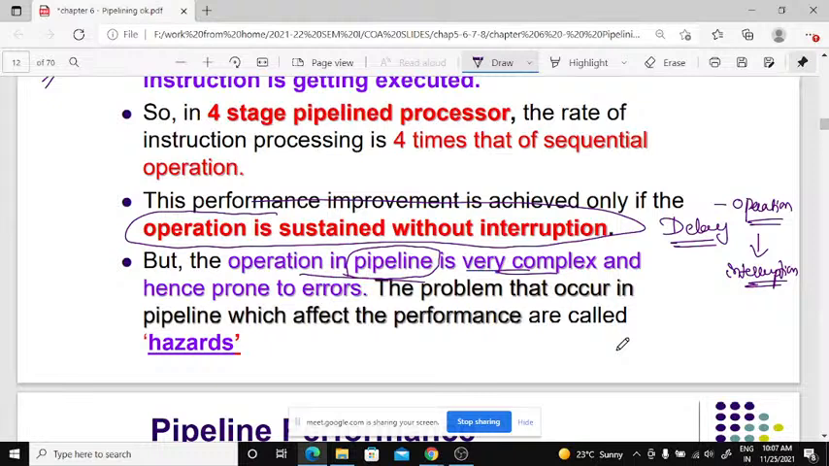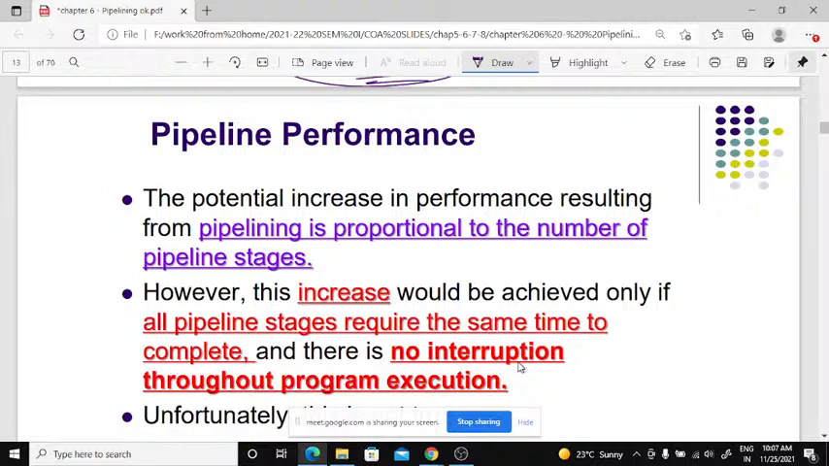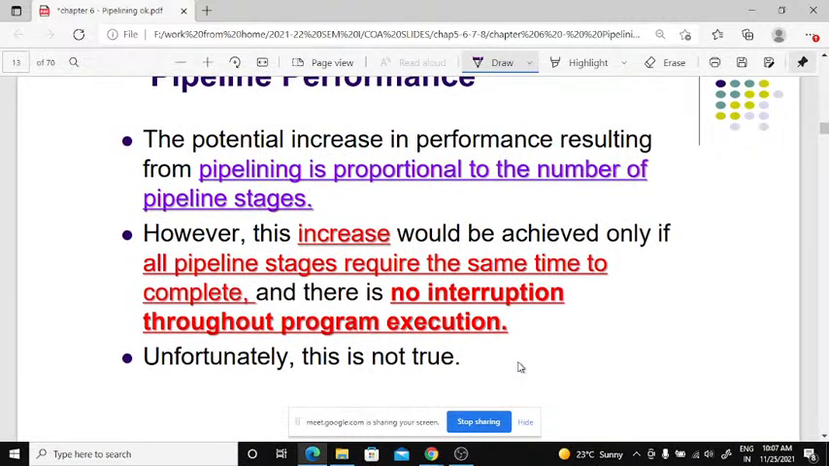So the problems that occur in the pipeline which affect the performance are called hazards. Whatever problems occur in a pipeline, that is called hazards. The potential increase in performance resulting from the pipeline is proportional to the number of pipeline stages. So the performance depends upon the number of pipeline stages.